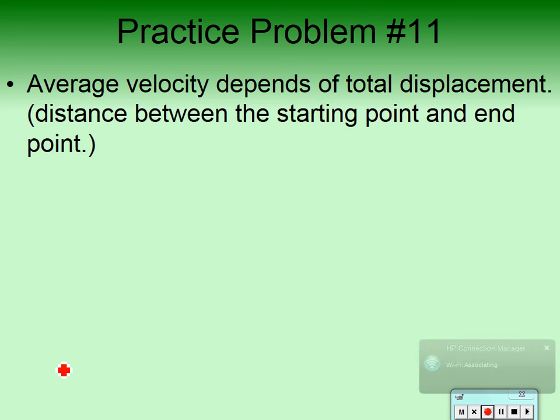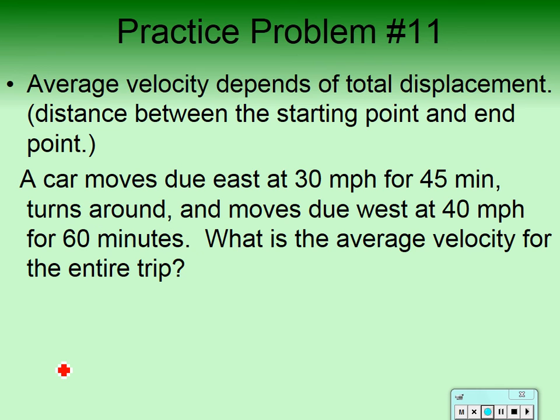All right, let's go to practice problem 11. It says the average velocity depends on the total displacement, the distance between the starting point and the end point. We just saw that. This question says a car moves due east at 30 miles per hour for 45 minutes, turns around and moves due west at 40 miles per hour for 60 minutes. What is the average velocity for the entire trip? So I'm going to underline what it wants us to find, the average velocity. And this is for the whole trip.